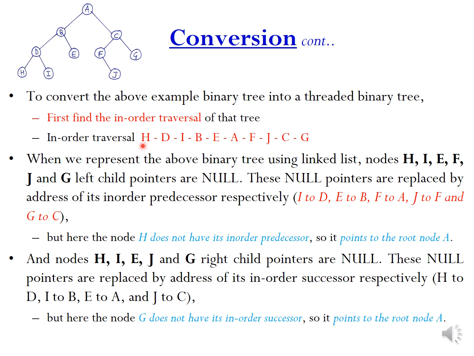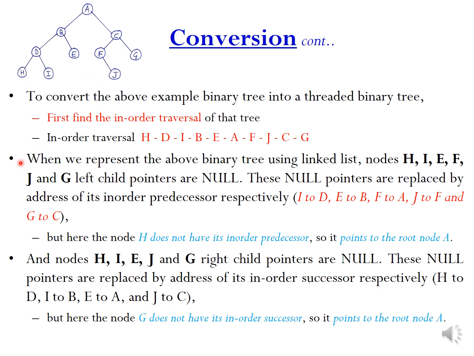We can also see it from here, the in-order traversal will be H, D, and then I, then B, then E, then A, and then F, and then J, then C, and then G. So this is the in-order traversal of this binary tree.